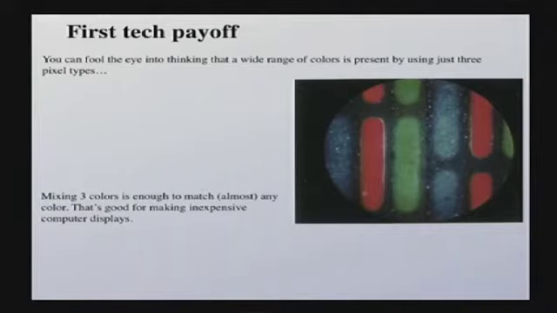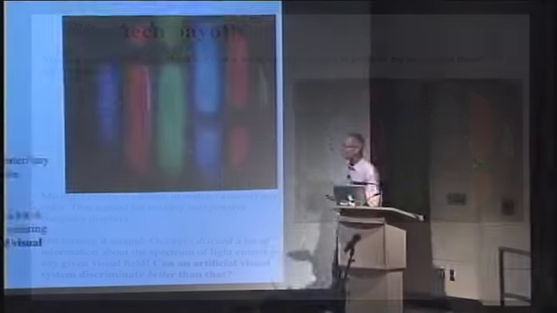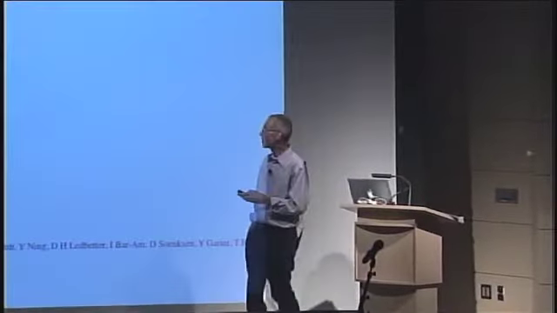But let's turn it around. What this means, the fact that you can match a lot of colors with just three, means that our eyes are discarding a lot of information about the spectrum of light entering any given visual field. And we could ask ourselves, could some artificial visual system do better than that? Now that you know about our eyes, it opens your eyes, so to speak, to something you could do better.